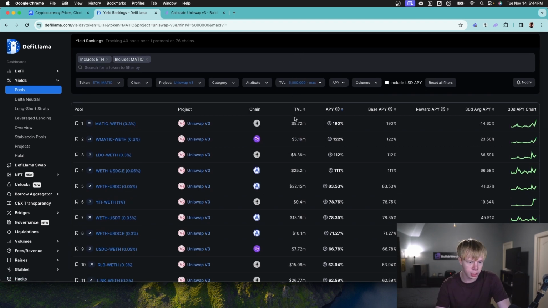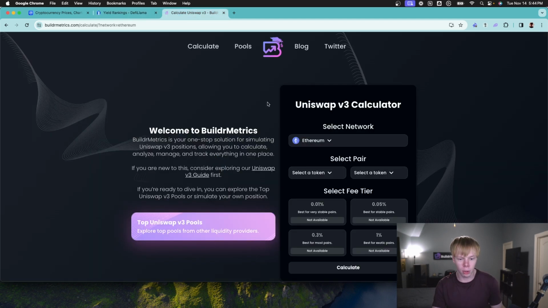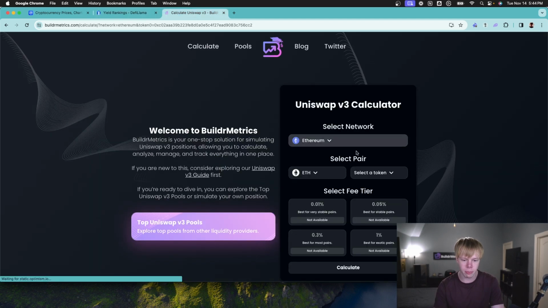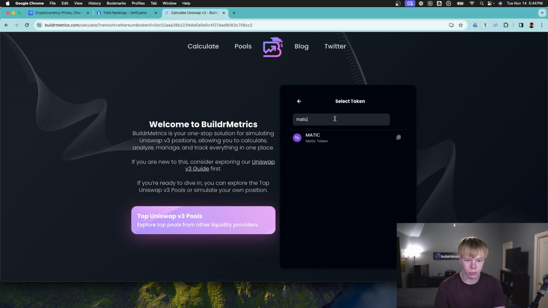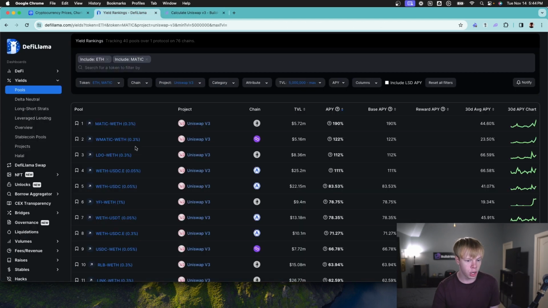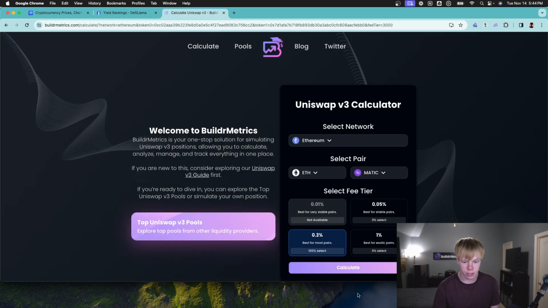So we can go and look at, let's just say Matic to Ethereum on Uniswap V3 on the Ethereum chain. We could also look at Matic to Ethereum on Uniswap V3 on the Polygon chain. So we'll pull up Builder Metrics. We'll go over to the Ethereum network. We'll do Ethereum. We'll do Matic. And then it's showing that we do it on the 0.3% fee tier. So let's do that. As you can see, that's where the majority of the liquidity is.